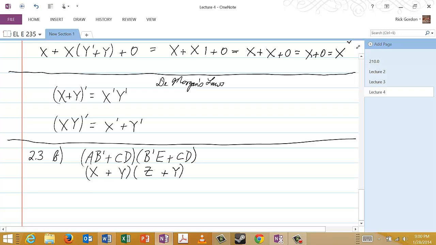Now in the end I'll need to put my answer back in terms of the original variables, but I think that by doing this I can make things a little shorter. So let's see what happens. If I have X or Y ANDed with Z or Y, we would get XZ or XY or YZ or YY.